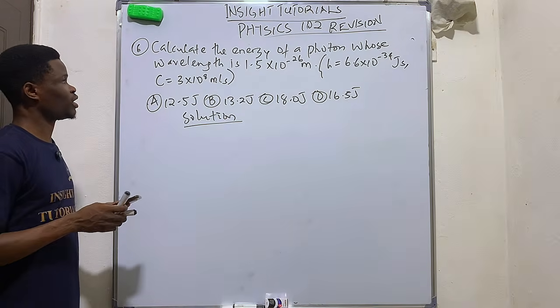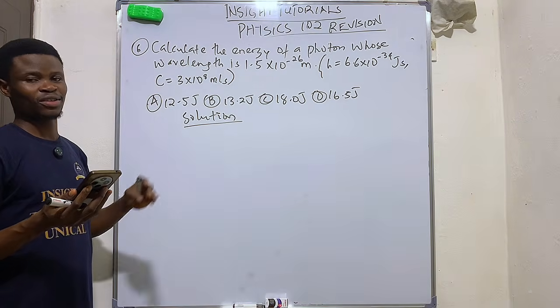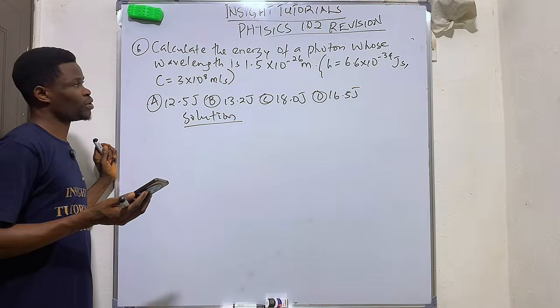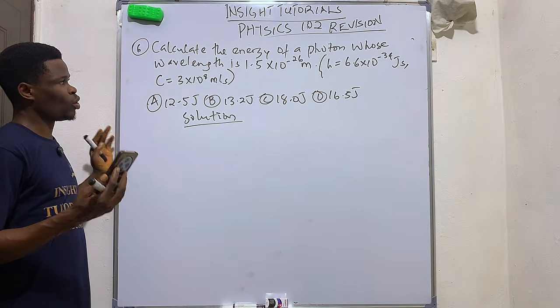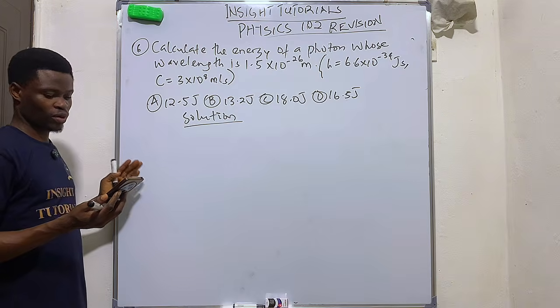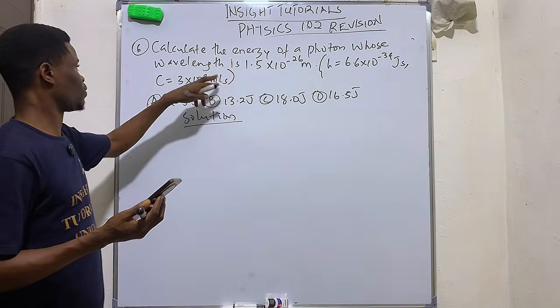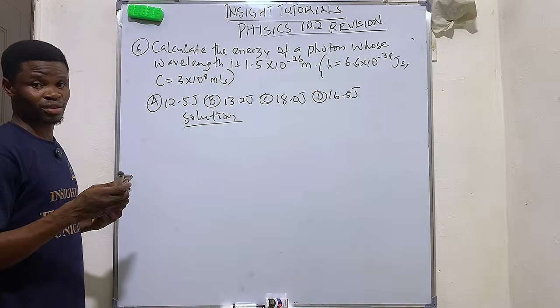All right, we have a question here, and this particular question is drawn from quantum physics under photon energy and wavelength. There's a formula that connects them when we're told to calculate the energy of a photon from its wavelength. Now there's a formula that connects that, all right?